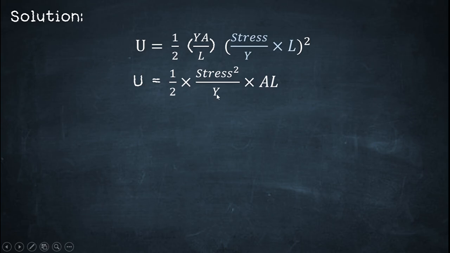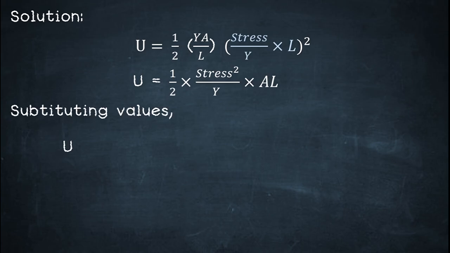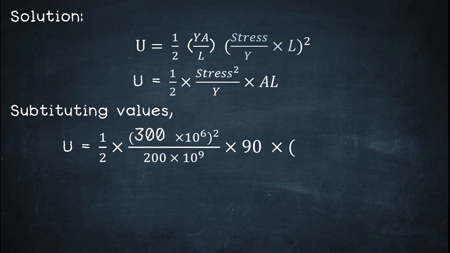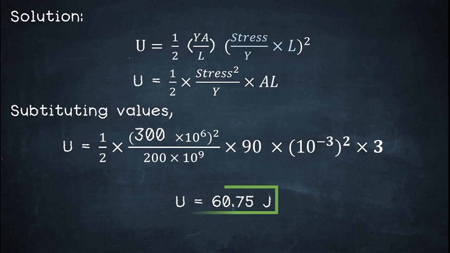Now we know all the values which we need to put in the formula. So we will substitute the values: stress is 300 into 10 raised power 6, Y is 200 into 10 raised power 9, A is 90 into 10 raised power minus 3 whole square, and L is 3. By substituting all these values, we will obtain the value of strain energy as 60.75 joules, which is the required result.